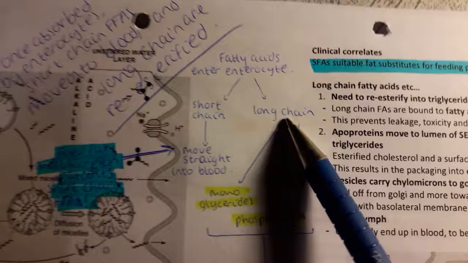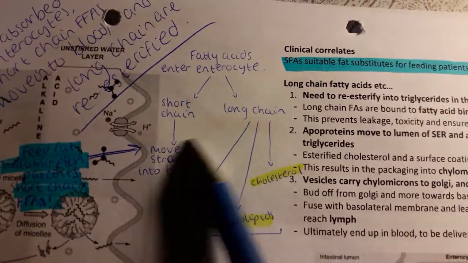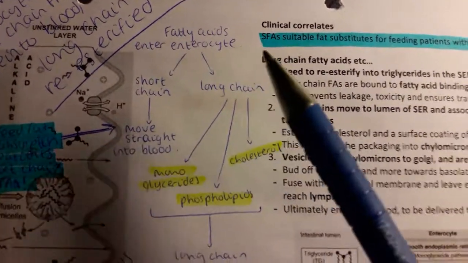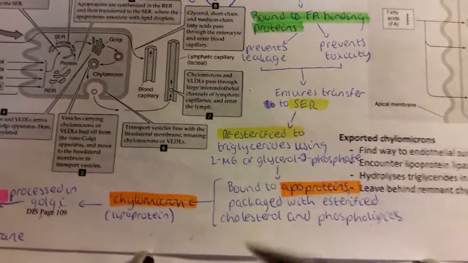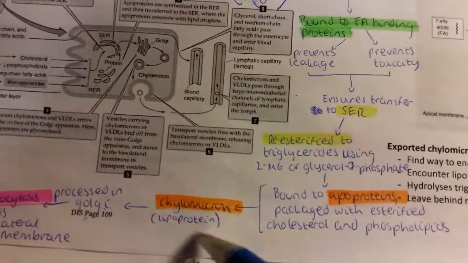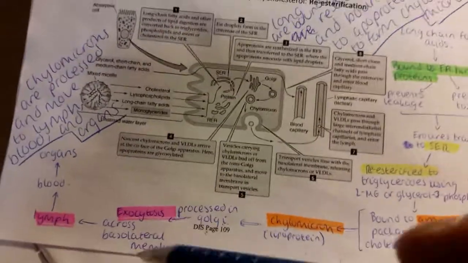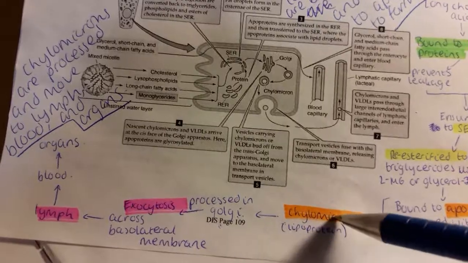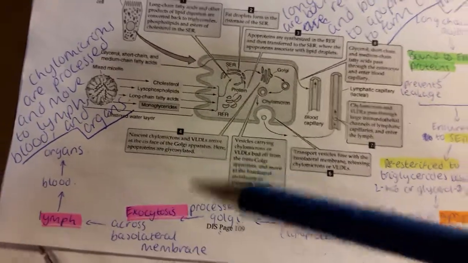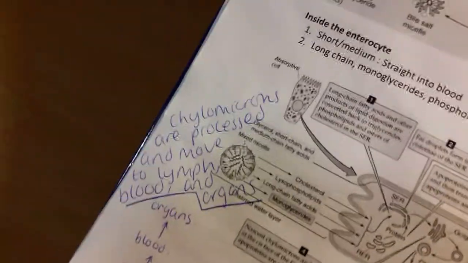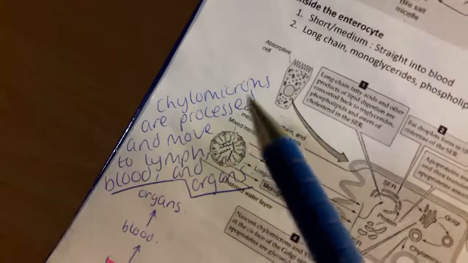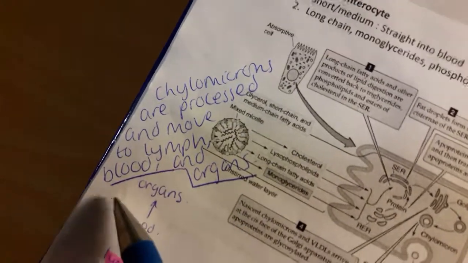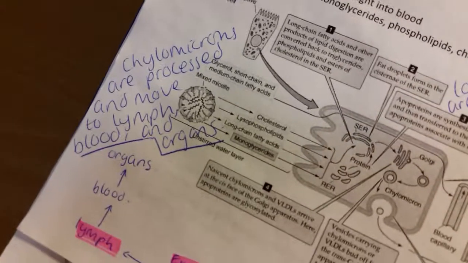So we can compare long-chain and short-chain fatty acids by saying, well, the short-chain ones move straight into the blood, whereas the long-chain fatty acids are re-esterified to triglycerides, bound to apoproteins to form chylomicrons, and they leave the enterocyte as a chylomicron, which is a lipoprotein, rather than just as a short-chain fatty acid. And we can summarize that here. So the chylomicrons are processed, they move to the lymph, blood, and then to organs.